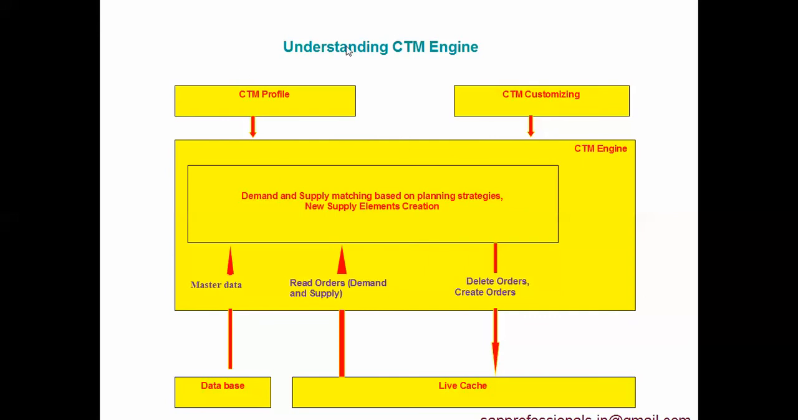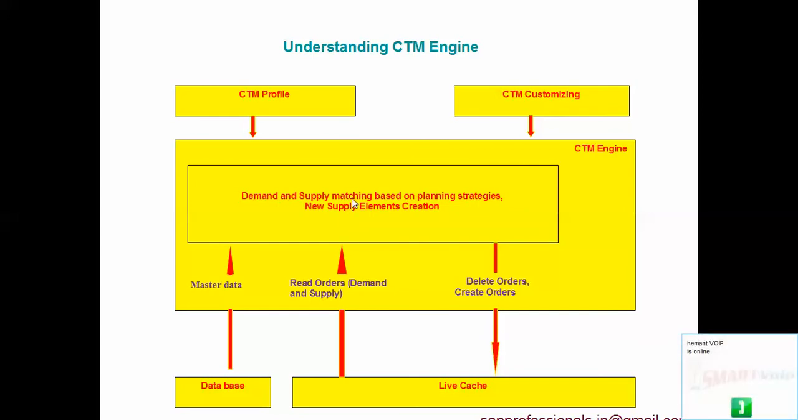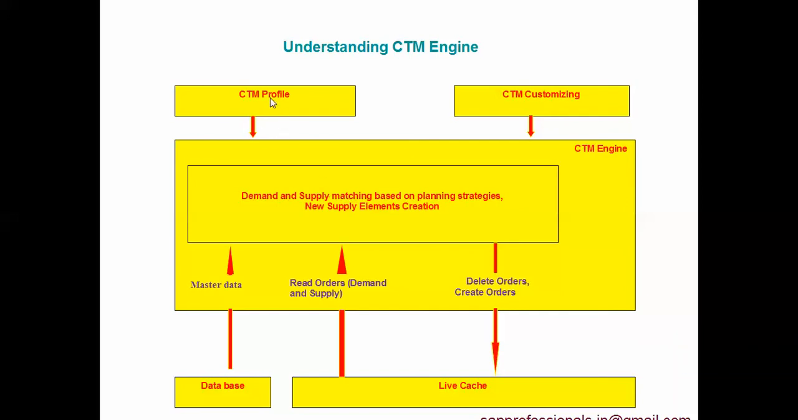So like any other engine, it takes the data in the form of master data and transaction data from APO, from database tables as well as from live cache. Now the algorithm, it's a technical word. From a functional point of view, we can say strategies. The strategies are stored in the CTM profile, which we will see in the next slide briefly and probably in detail in some coming videos. We define the strategy in the CTM profile, and we do some kinds of customization in SPRO. So the inputs in the form of strategies come from the CTM profile, and CTM customization comes to the CTM engine, and the input data in the form of master data and transaction data comes to the CTM engine.